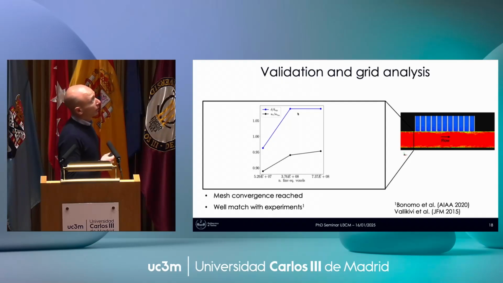Here I'm showing you a classical grid convergence study. For computational reasons, we decided to stay with this grid because it was enough, and the computational time is way lower.